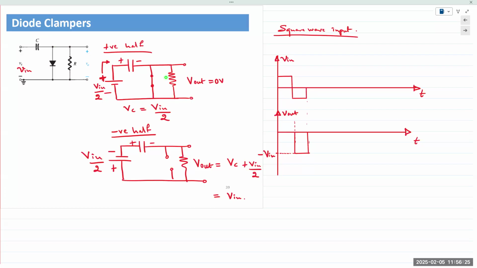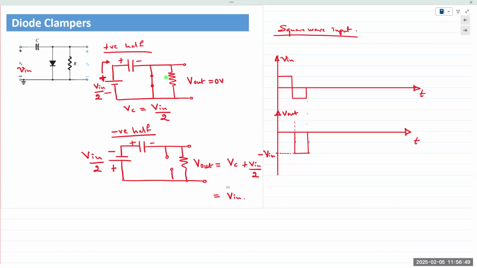Let's say we apply a square wave input. This can work with any AC signal, but let's say we apply a square wave input, right? What happens in the positive half cycle? Positive half cycle, diode behaves like a short circuit. If it behaves like a short circuit, then V out should be equal to 0 volts.